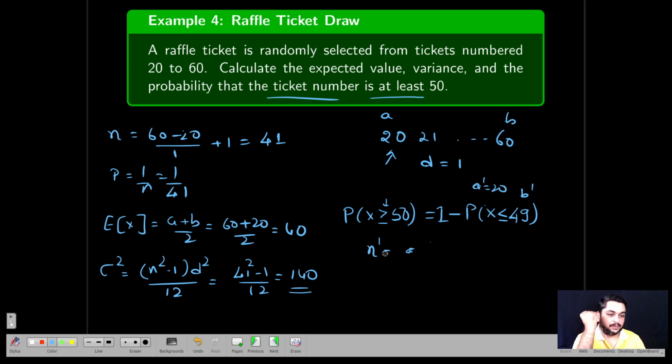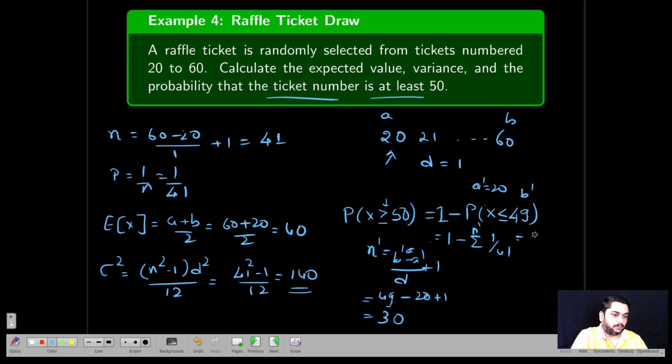Now you find the new n dash value. So 1 minus the summation from that to n dash. What is the probability? 1 by 41. n dash is equal to B dash minus A dash divided by D, spacing is again 1 here, plus 1. What is B dash? 49 minus A dash is 20 plus 1. So 50 minus 20 is 30. This is equal to 1 minus 30 by 41. This is equal to 11 by 41, which is the final answer.